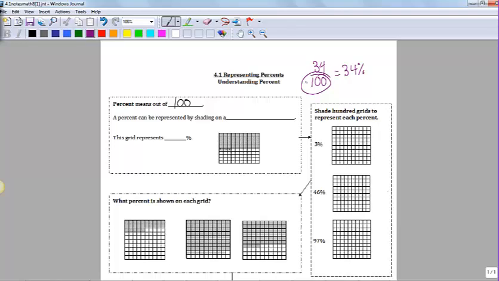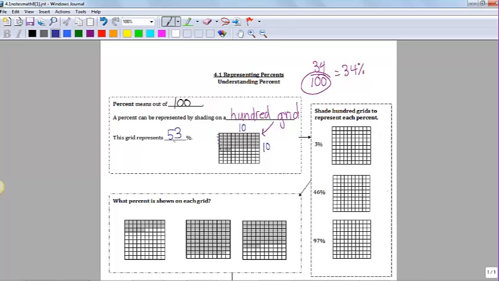Now, we can represent a percent by shading on something called a 100 grid. So if you could please write in the word 100 grid as well, which is this that you see right below. Now, each 100 grid has 100 squares, 10 by 10. So the shaded part represents the percent that we're talking about. Now, in this particular example, we have 10, 20, 30, 40, 50, 1, 2, 3. 53 squares are shaded, so this is a diagram showing 53%.